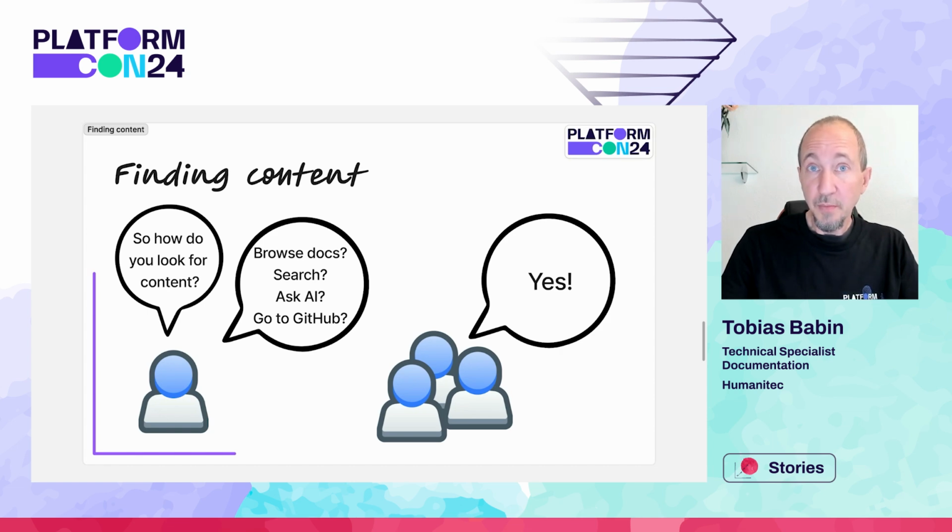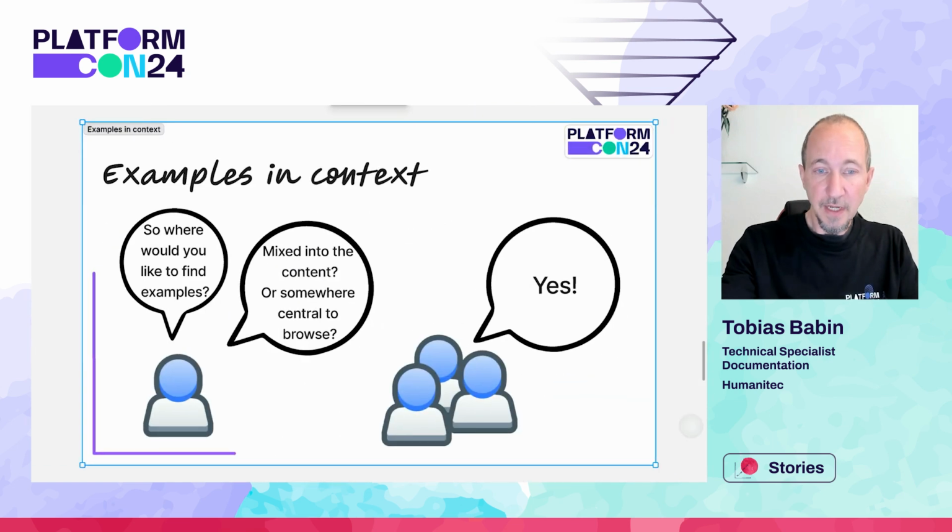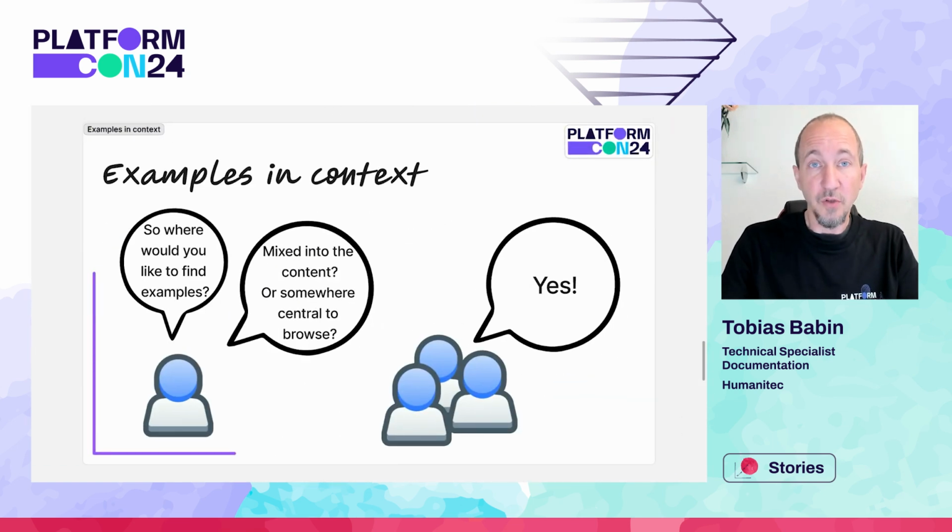Do you like to browse GitHub repos? And the answer was yes to all of these questions, depending on who you ask, because there's different people and different preferences out there. So people don't all browse documentation. They try to use different things. And also when we asked, where would you like to find those examples? Would you like to find them mixed into the content, like the one we just saw for the storage classes? Or maybe would you want a central place to browse examples? Again, the answer was yes to all of these questions, because there's different preferences and different situations out there.